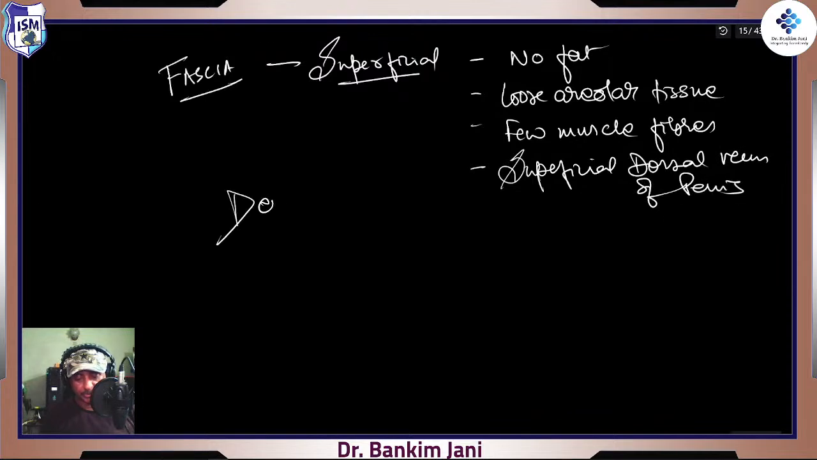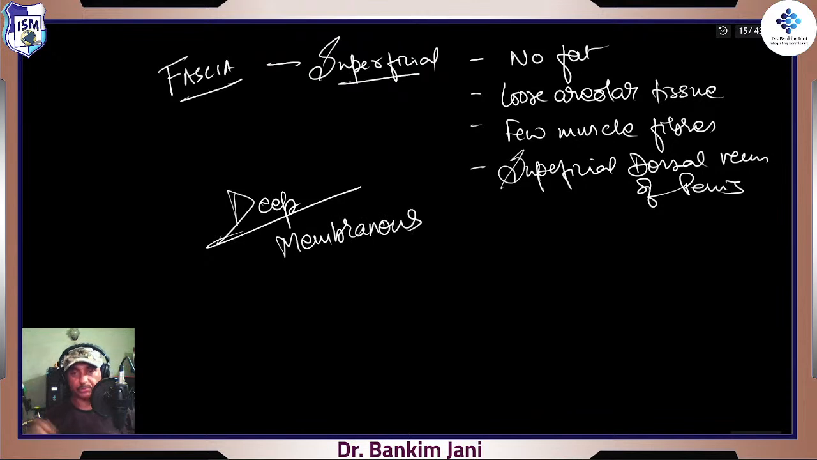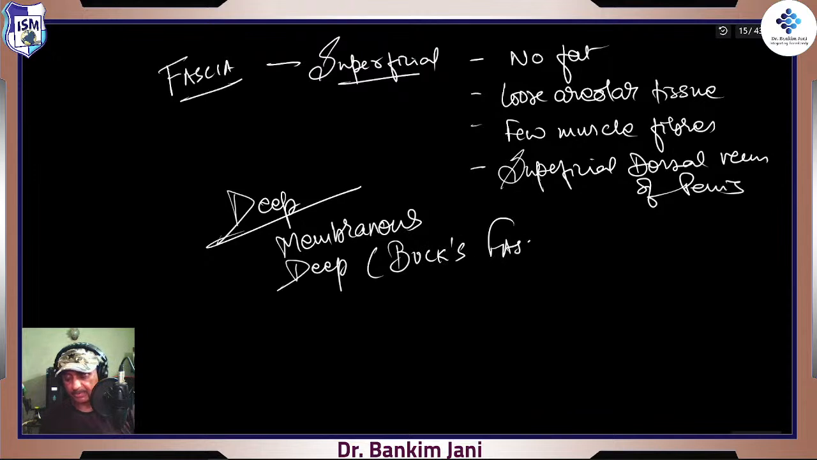When it comes to deep, as you must have guessed, it is membranous, because its responsibility is to give support. So this is also called the deep fascia, or the box fascia. This is the deep fascia. Now, this deep fascia is where the erectile tissue is. So that is where the erectile tissues will be.